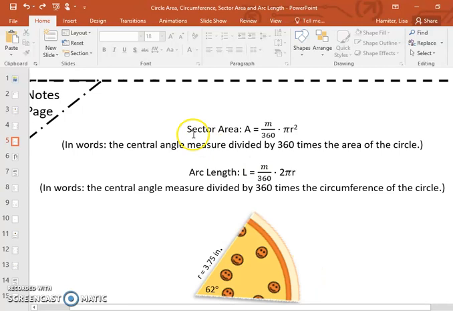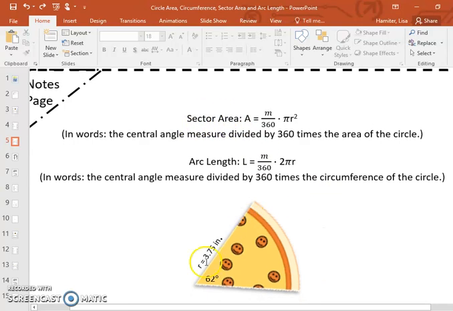All right, so sector area is like a slice of pizza. It's the whole area of this slice. Arc length is the distance across where the crust is. So it's wanting to know how far it is from here all the way to here. Each one of those is a piece of the original pizza. Sector is a piece of the original area.